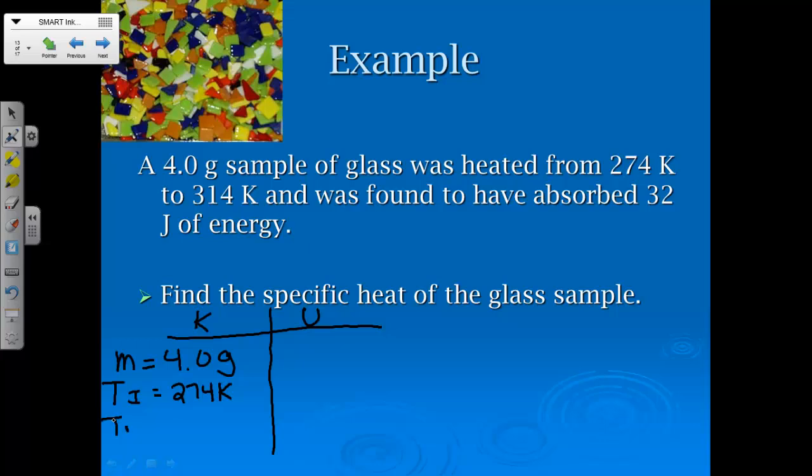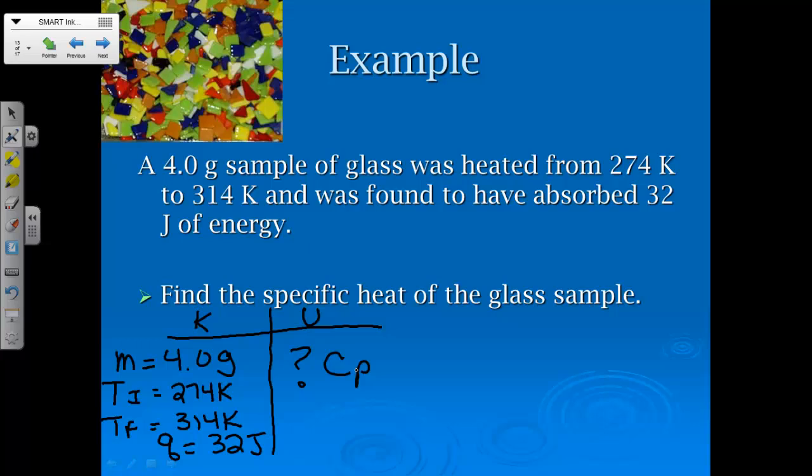274 Kelvin. Temperature final is going to be 314 Kelvin. And it was found to absorb 32 joules of energy. And remember, that's going to be Q equals 32 joules. And we are looking for the specific heat, which is going to be at constant pressure.